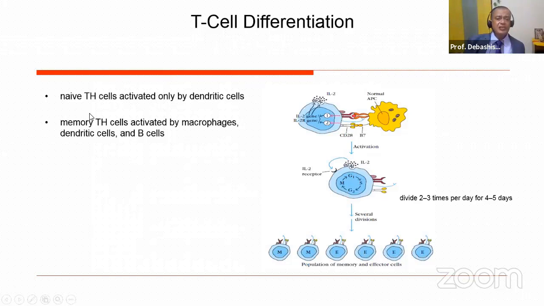T cell differentiation also has 2 other important facts. Naive T cells are activated only by dendritic cells, whereas memory T cells are activated by macrophages, dendritic cells as well as B cells. Once they are activated, IL-2 is produced, which is also known as T cell growth factor, and it eventually divides 2 to 3 times per day for 4 to 5 days after an antigenic stimulus, and it grows into a population of memory and effector T cells. So this is how antigen driven T cell differentiation happens.